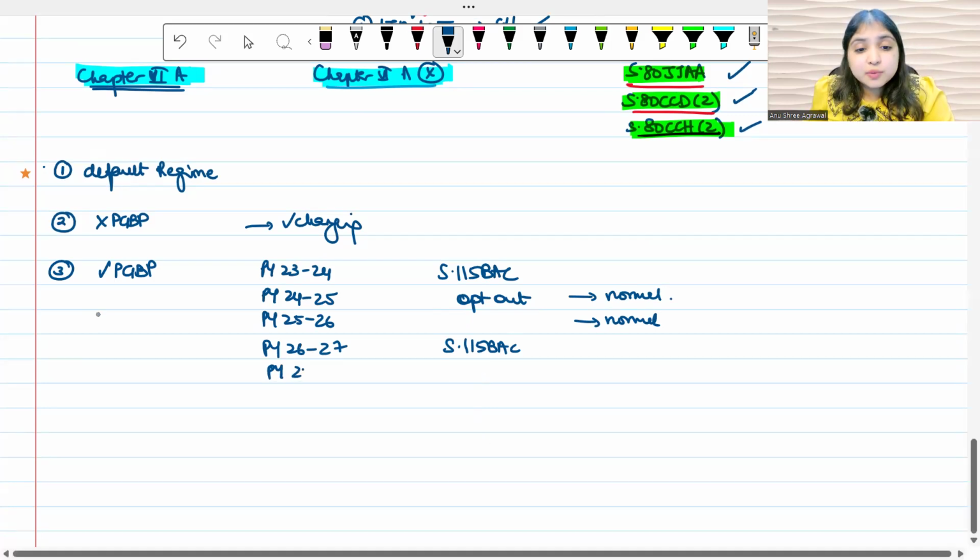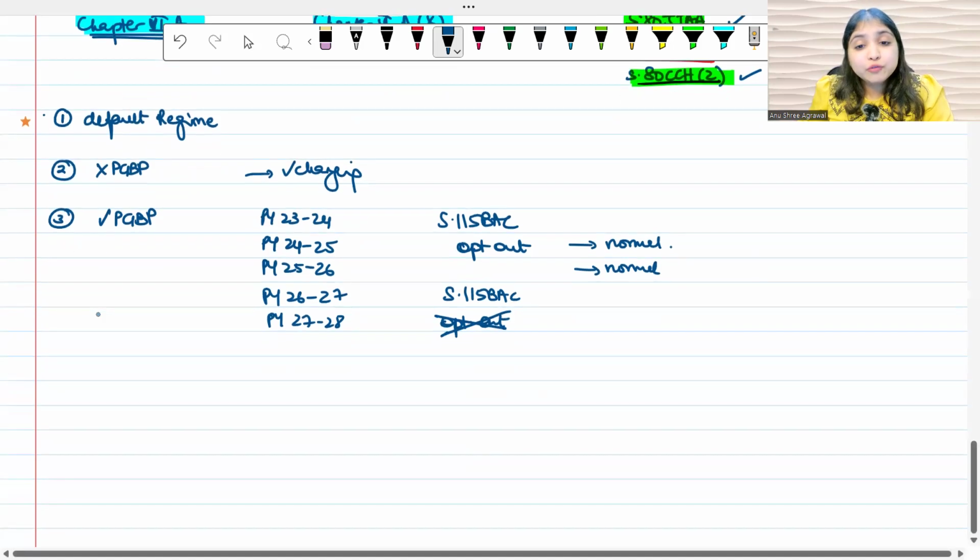In previous year 27-28, can he decide to opt out once again? No. You can opt out only once and you can come back only once. You have already opted out. So can you opt out once again? We will not let you opt out. So now you will have to continue to follow 115BAC only.